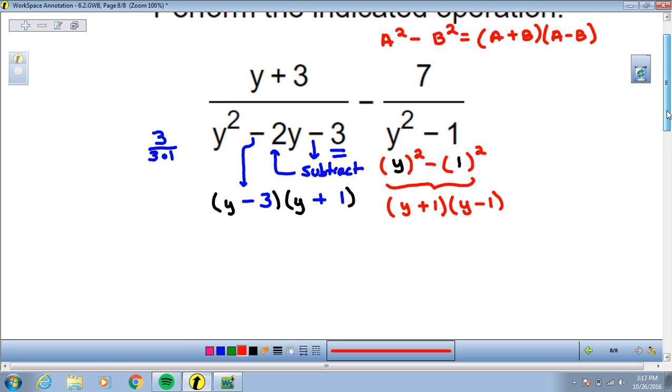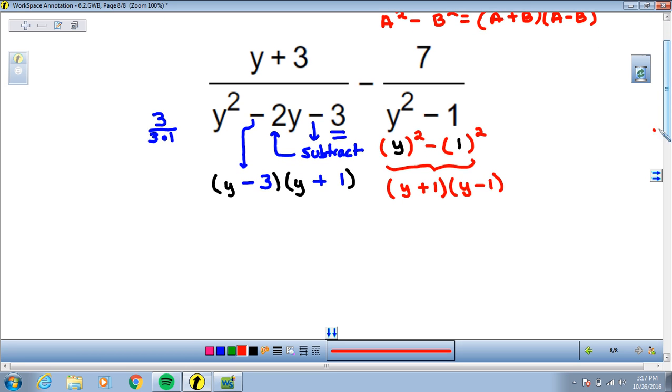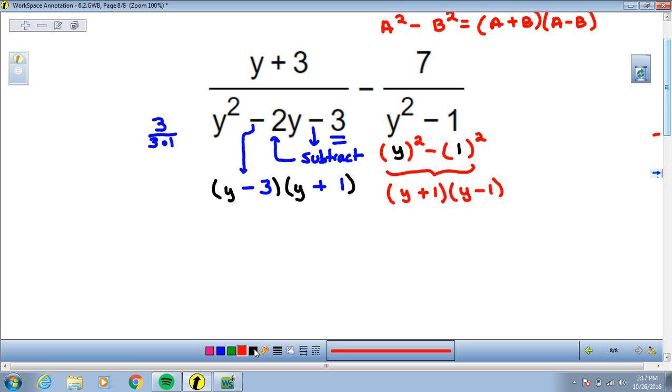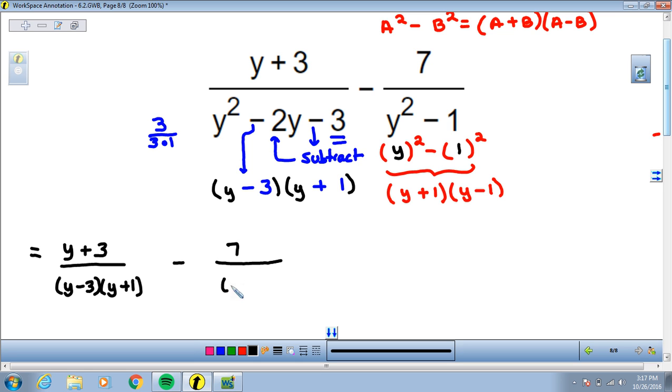I am going to rewrite these two fractions. So my new fractions that we're going to get is y plus 3 over, then my denominator becomes y minus 3 times y plus 1. Then we have a minus. My second fraction is 7 over, and my second denominator is y plus 1 times y minus 1.